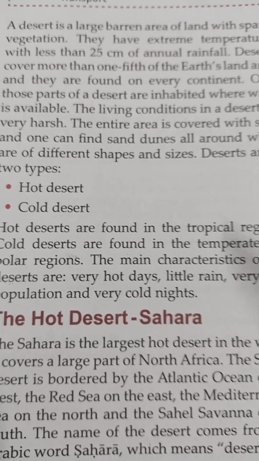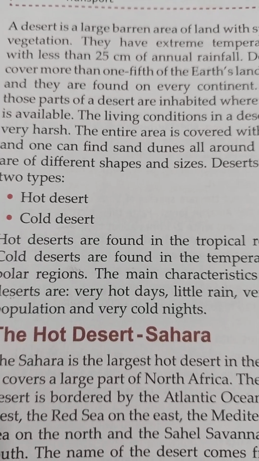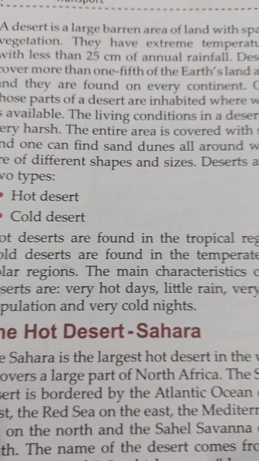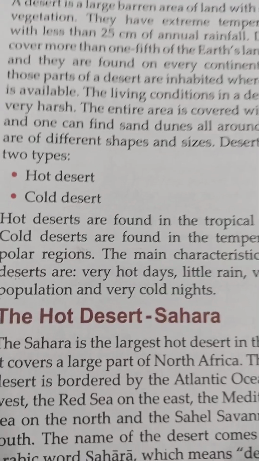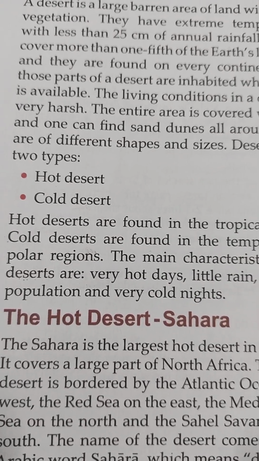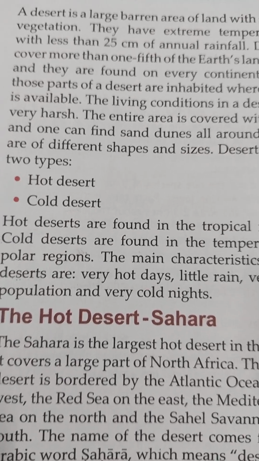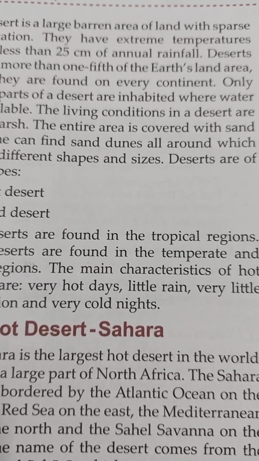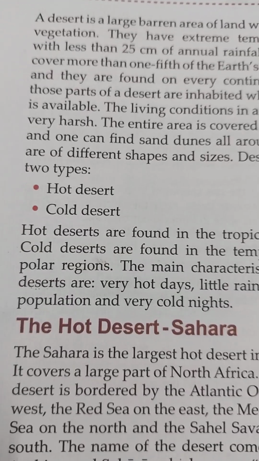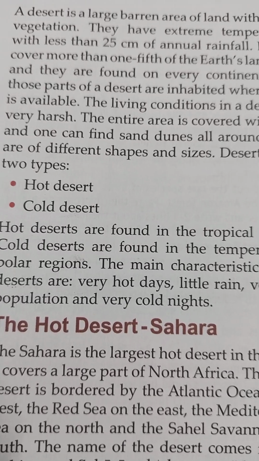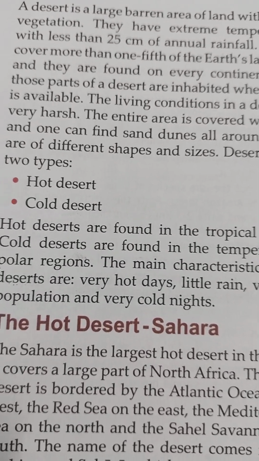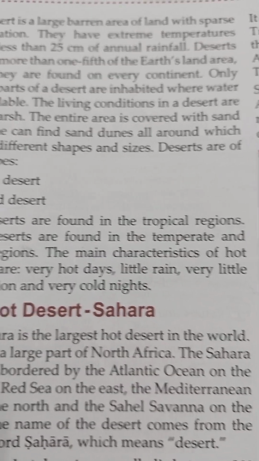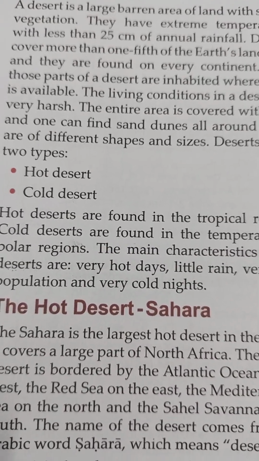Only those parts are inhabited, means people live mostly in those parts of the desert where water is available. The living condition in a desert, children, is very harsh, means very difficult. The conditions there are very harsh for living. Almost the entire area covered with desert is covered with sand, and one can find sand dunes all around, which are of different shapes and sizes.